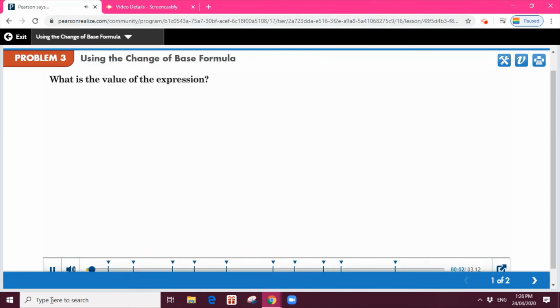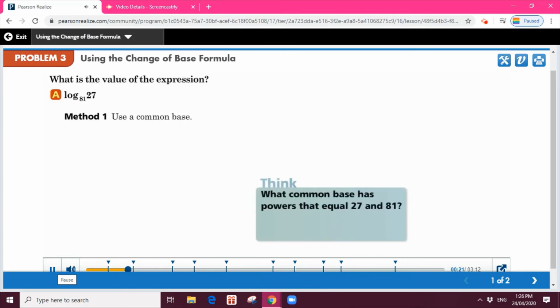In this problem, you will use the change of base formula to simplify expressions. Part A. What is the value of log base 81 of 27? There are 2 methods you can use. Method 1. Use a common base. What common base has powers that equal 27 and 81? 3 is a common base. 3 cubed equals 27, and 3 to the 4th power equals 81.